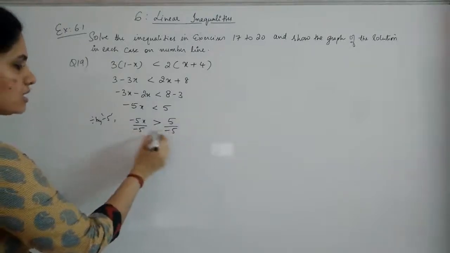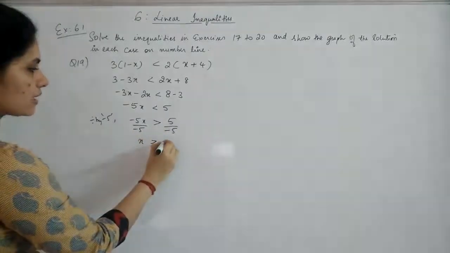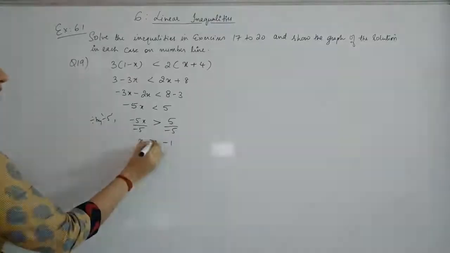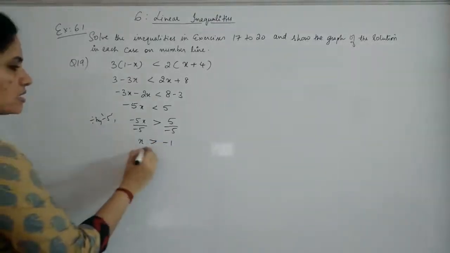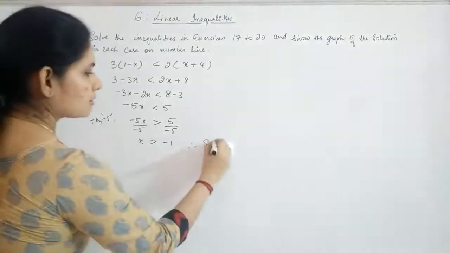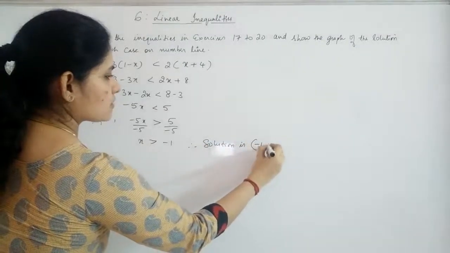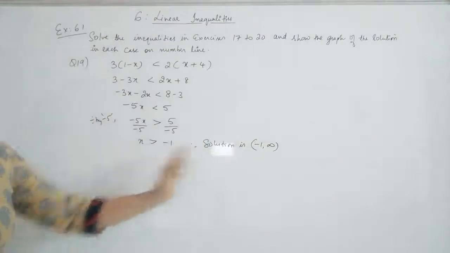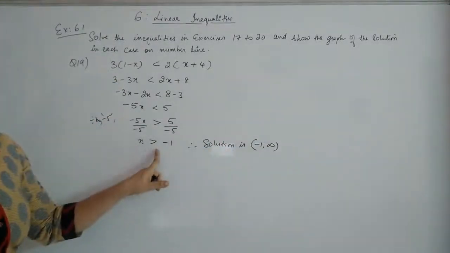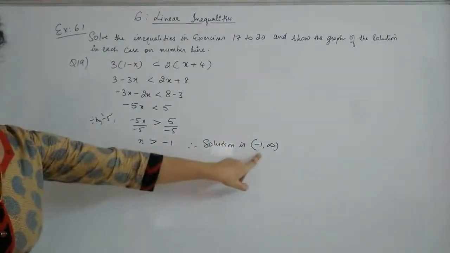That's why I am showing this step. So here you will have x is greater than minus 1. Now the solution of x greater than minus 1 is represented as open minus 1, infinity. It is greater than minus 1, so again it is not including the equal to sign, so it should be an open bracket.